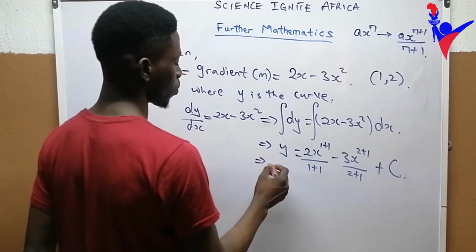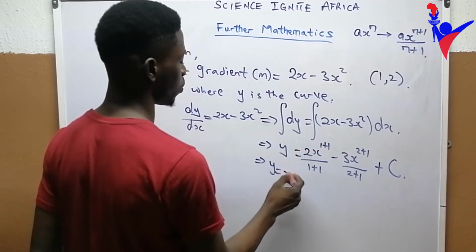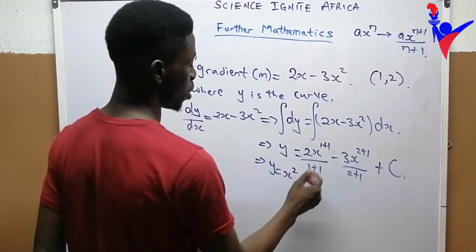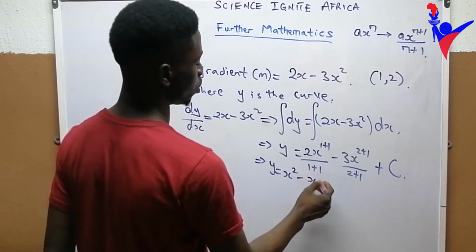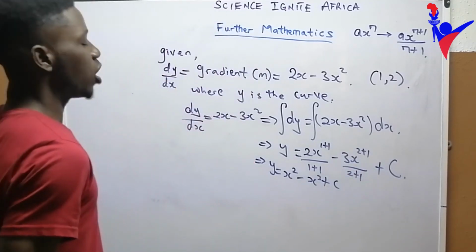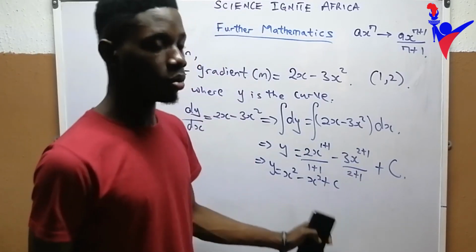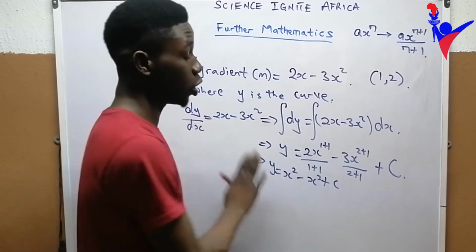We have y equals, this is 2, so we have y equals x raised to the power 2, minus, this 3 will go as well, x raised to the power 3 plus c. Now, this is the equation, but something is still unknown. The only unknown we have to find in the equation of the curve is c.